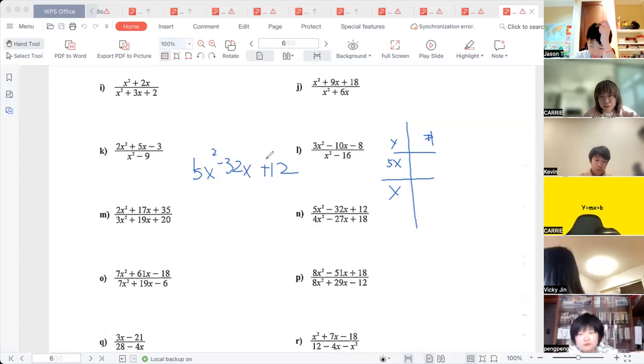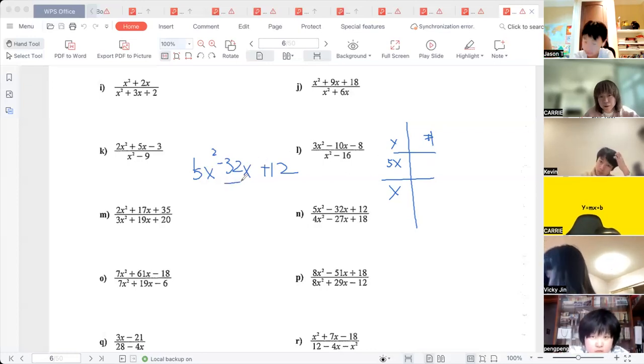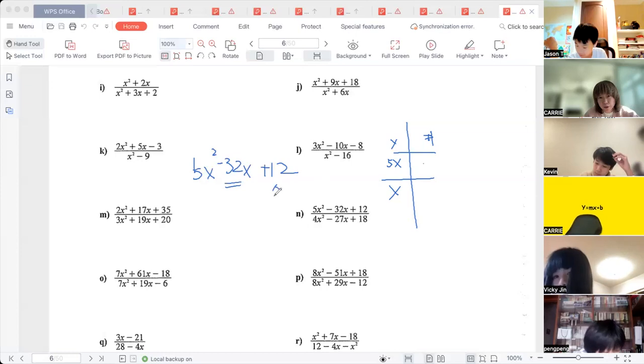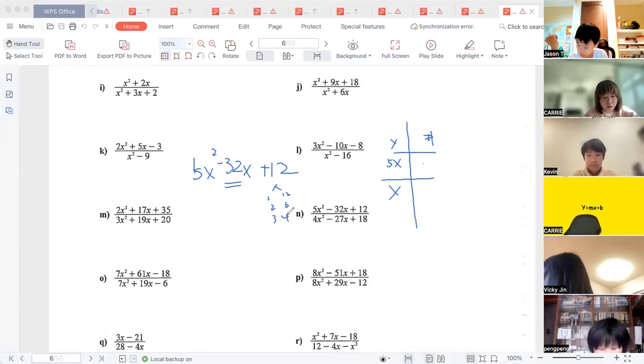The other way around. My one is positive 12, right? But this is negative 32. So you know they're both negative, very good. So you see 12 can be 1 times 12, 2 times 6, and 3 times 4, right? There are only a couple of ones.